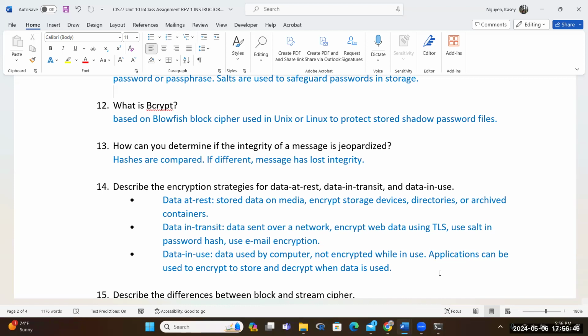And then data in transit, those are the data that's going in and out of your network. If you're using web-based, use TLS. And then we would salt the hashes for the encryption and also use email encryption. For personal use, there are many different types of email-based encryption that are free. It's just going to respond a little slower, right?